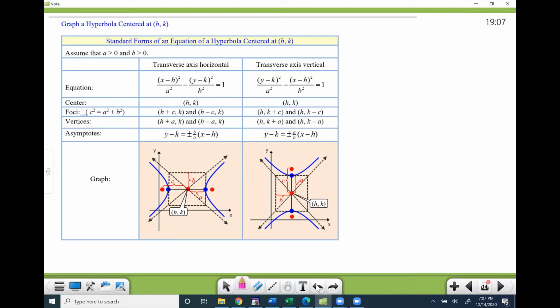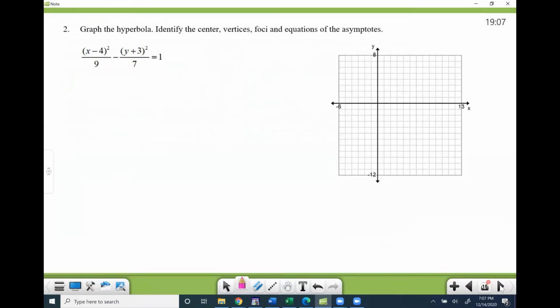All right, let's go in here and do these. I think most of it will be pretty simple for you guys. For example, let me ask you this. What do you think the center is? I haven't taught you, but what do you think it is? Very good. Change the signs on those things. Yep. Okay. So we're going to go to 4, -3, and we're going to put a dot. All right. That's going to be our center.